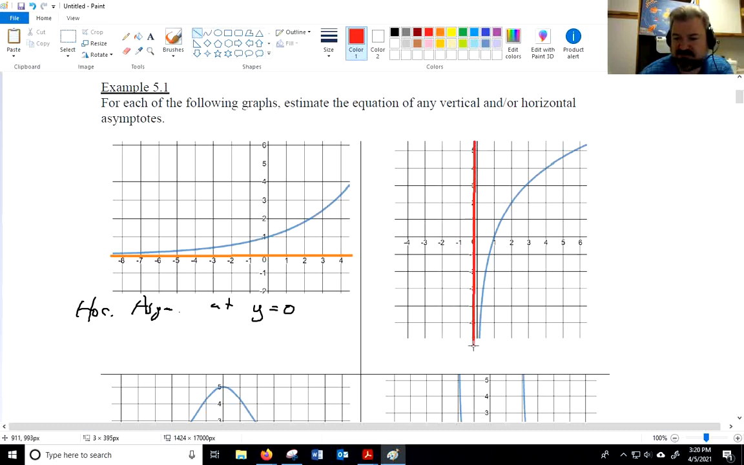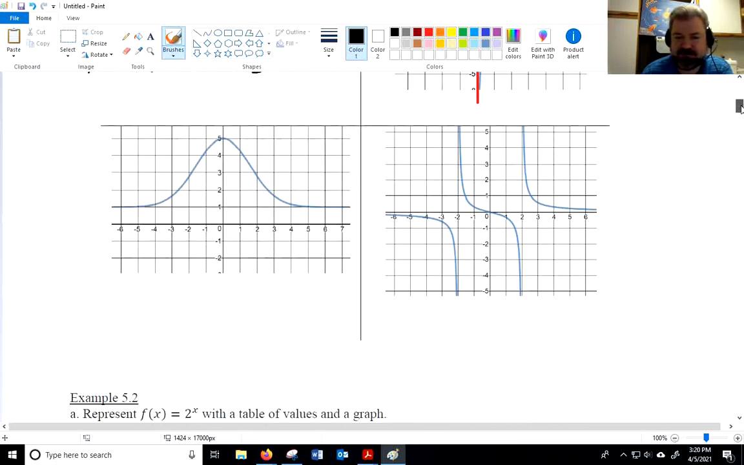Okay, let's take a look at this next one. Here's a vertical asymptote. This time the graph appears to be approaching this vertical line here that is the y-axis. And the y-axis is actually the equation x equals 0. So we have a vertical asymptote at x equals 0. All right, let's take a look at some more.